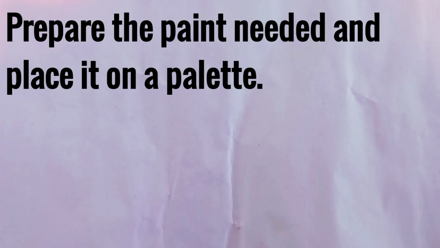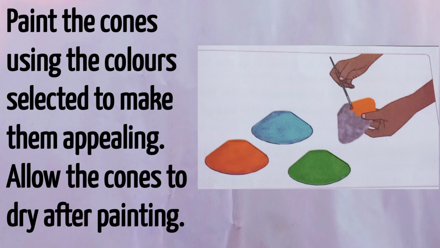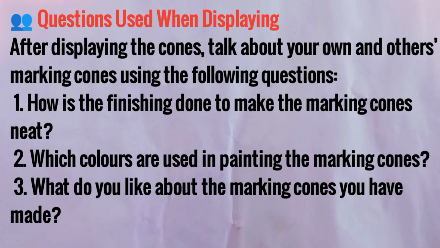Then after that, you are going to paint the functional fruit ball using the colors selected to make them appealing. So you make sure the colors that you have selected are appealing to the eye, and after that process, your functional fruit ball will be ready to be displayed. So after that, you are going to display it in front of your peers so that they can give out the feedback.